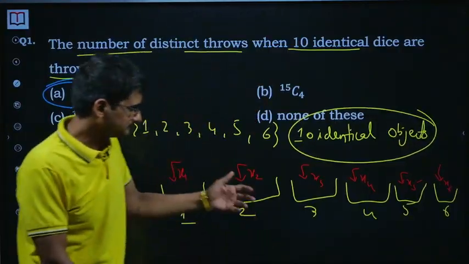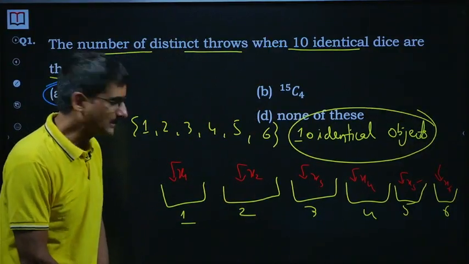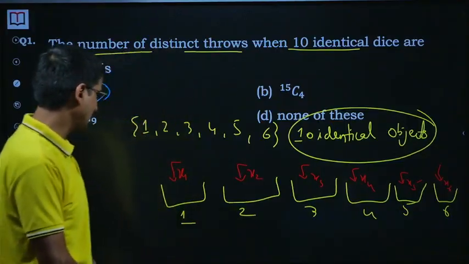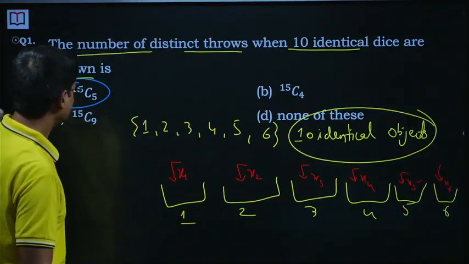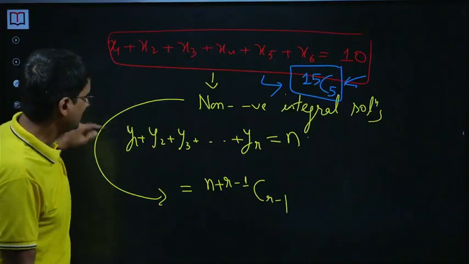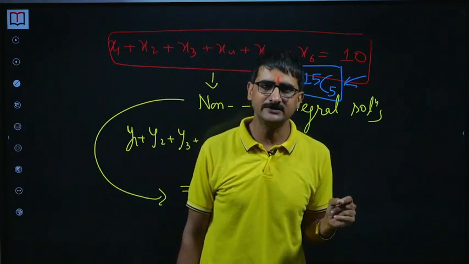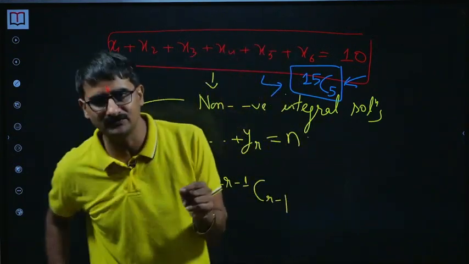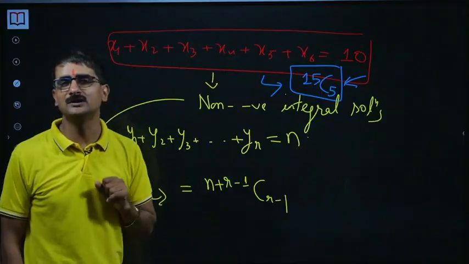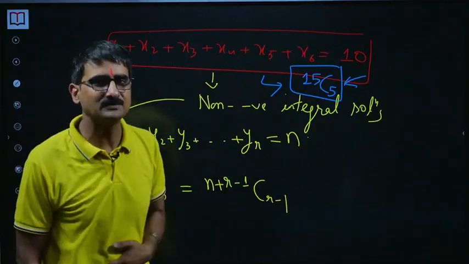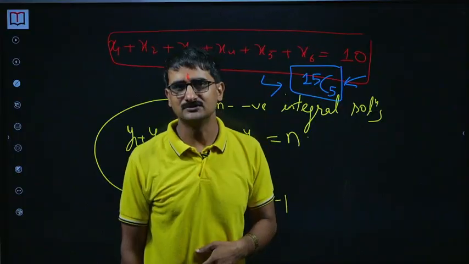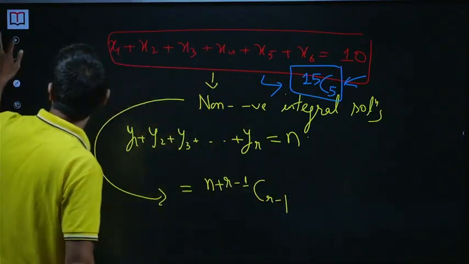So the answer should be 15C5, bachcho. And see, why did we go for non-negative integral solutions? Because any one of x1, x2, x3 could be 0 also. So that's the answer for the first one.